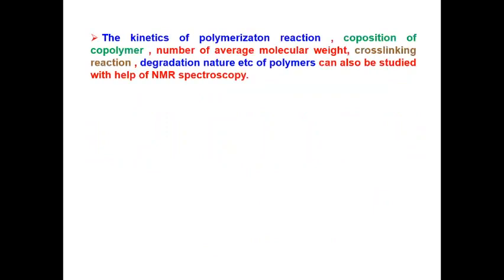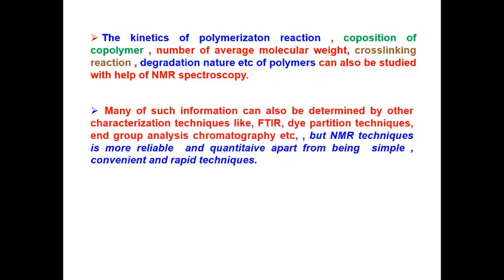The kinetics of polymerization reaction, composition of copolymer, number average molecular weight, cross-linking reaction, degradation nature, etc. of polymers can also be studied with the help of NMR spectroscopy. Many of such information can also be determined by other characterization techniques like FTIR, dye partition techniques, group analysis, chromatography, etc. But NMR technique is more reliable and quantitative, apart from being simple, convenient, and rapid.